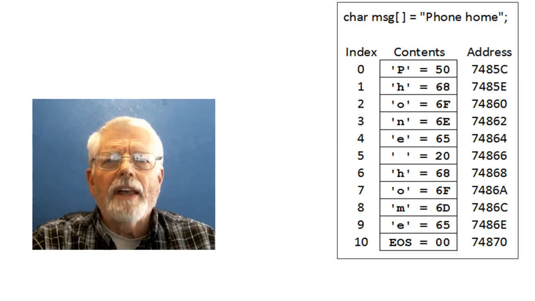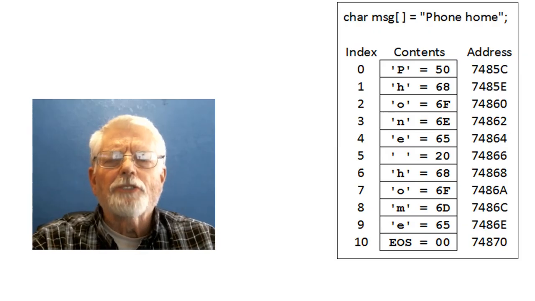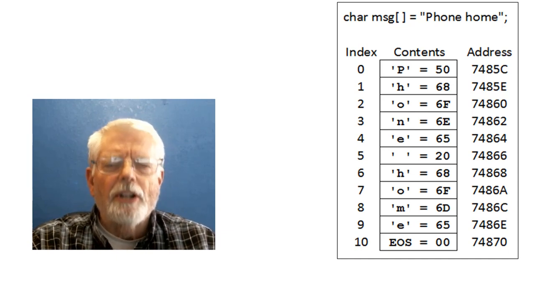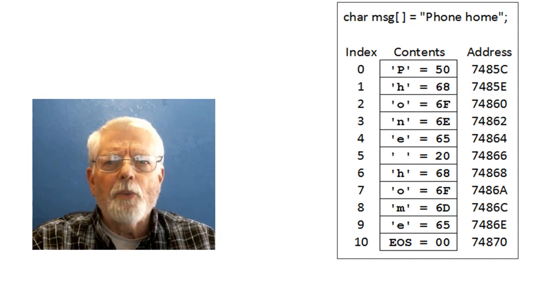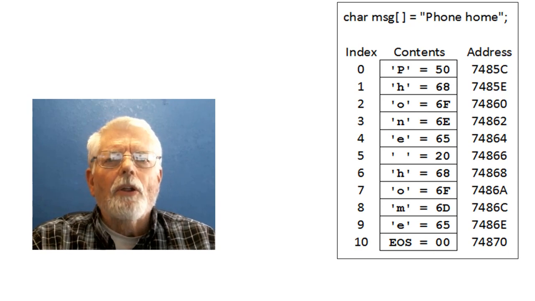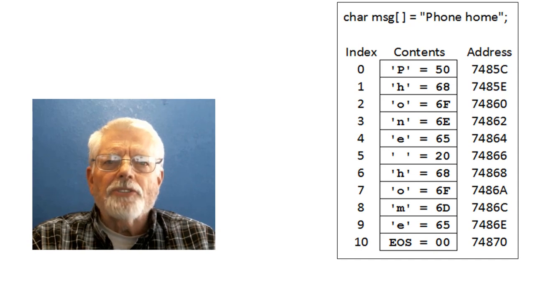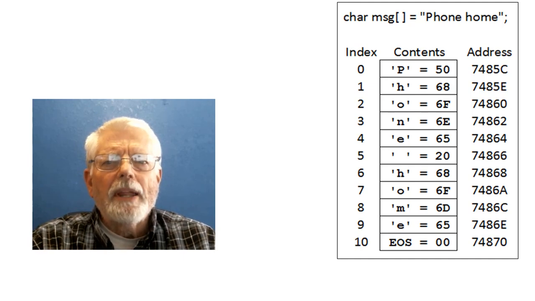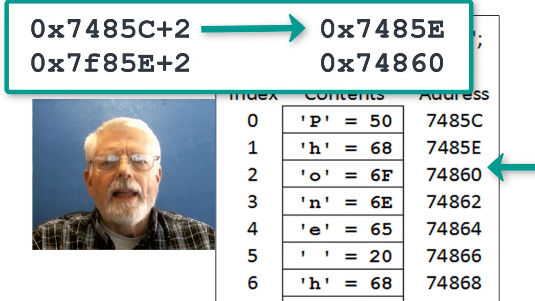Every piece of data and every program instruction is stored in memory. Each memory location has an address. Memory addresses are typically expressed in hexadecimal notation. This chart shows how data would look in memory if the string phone home was stored in memory starting at address 7485C.